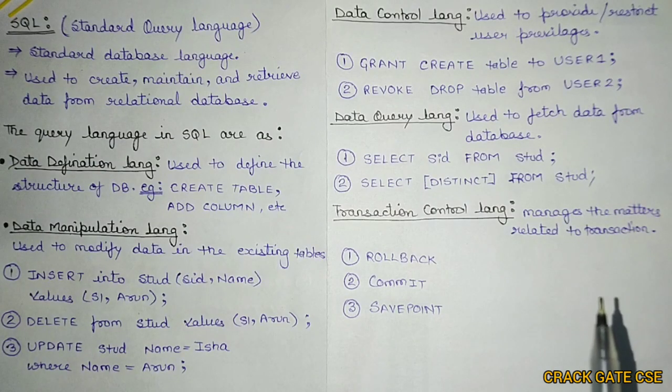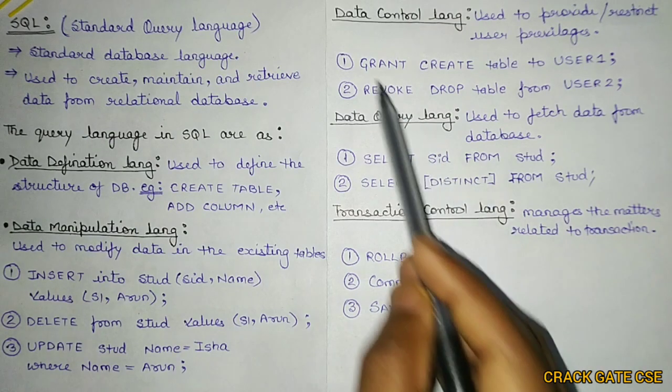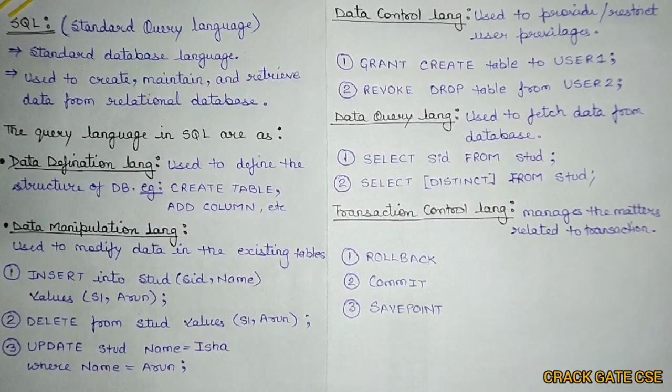For example, a bank manager would be able to know the bank balance and all the different details of a particular bank customer, but the clerk need not have all those details because he might misuse them. So we can use data control language over there.